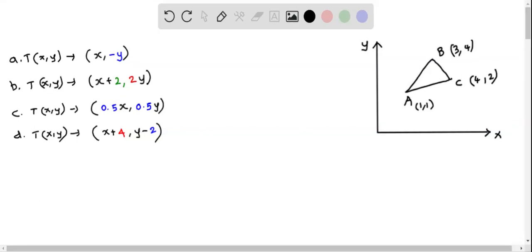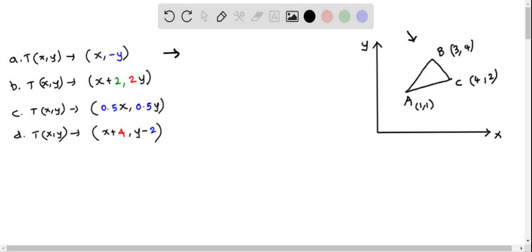We are given four transformations, and in one of the four transformations, if we apply the transformation to this triangle with the given coordinates, the image and the pre-image will be similar. So let's try to understand which transformation results in the shape of the image and pre-image being the same. We are going to understand all four transformations given over here.